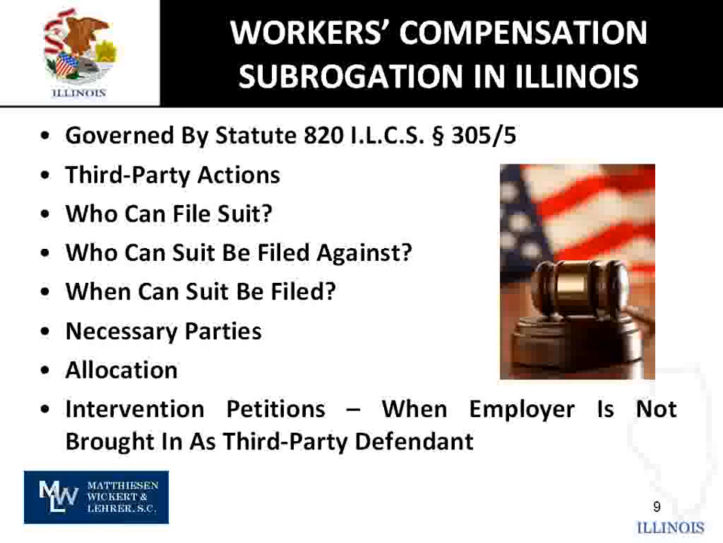Allocation, as you'll see later in our presentation, not all defendants are equal. So it's important that there's some type of allocation in the jury verdict. And finally, intervention petitions. When the employer is not brought in as a third-party defendant, how do you keep tabs on the case? You file an intervening petition, and that allows for notice of all hearings, discovery, settlement conferences, and participation by the carrier. However, you cannot have discovery propounded on you, nor do you have the ability to issue discovery. So you're not truly a party, but you're getting notice of everything.